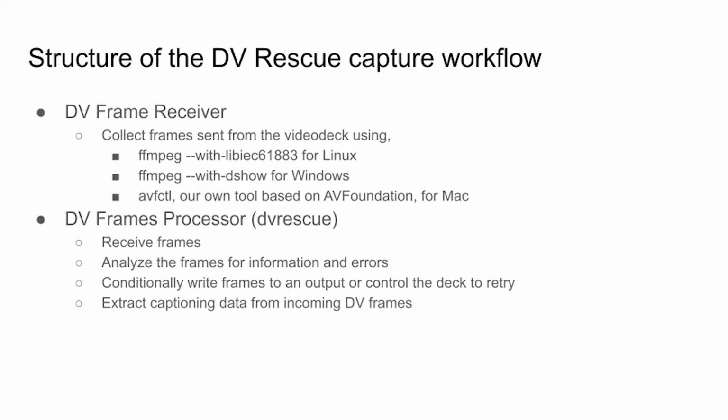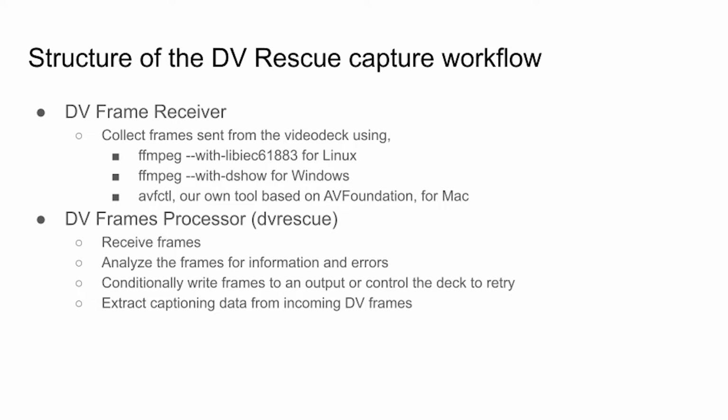The receiver varies a bit depending on what operating system we're supporting, so FFmpeg is used to read from a DV deck to a computer on Windows and Linux, or we have our own tools based off AV Foundation in Mac operating system. The second component I mentioned in the capture workflow is this processor, and that is in our DVRescue command line tool. The role of the processor is to receive the frames, analyze them, and resulting from that analysis, take some type of action.